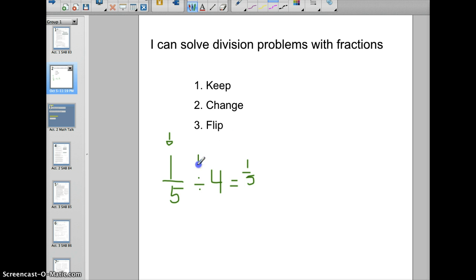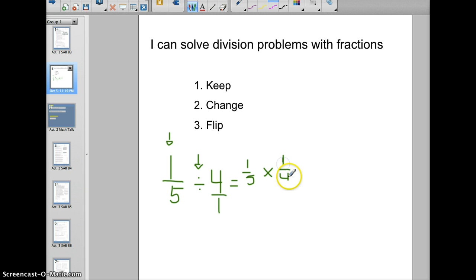We change. That means we're changing our division into a multiplication. Then we flip, and it's using its reciprocal. Okay, when you use its reciprocal, that means we know that 4 is technically actually 4 over 1. We've already talked about that, okay? Then you're just going to flip it and make it its reciprocal, which is 1/4.